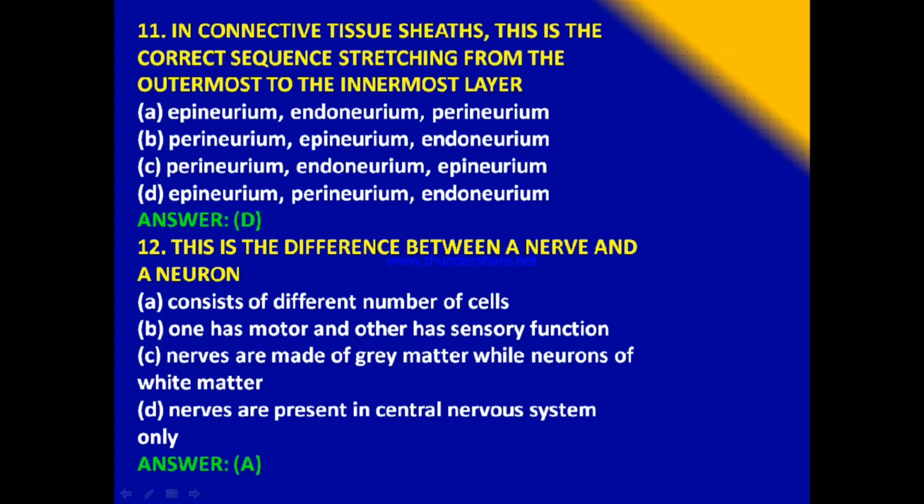Okay. So, number 12 question. What is the difference between a nerve and a neuron? Option A, consists of different number of cells. Option B, one has motor and other has sensory functions. Option C, nerves are made up of grey matter while neurons of white matter. Option D, nerves are present in central nervous system only. So what's the right answer? The right answer is option A. It consists of different number of cells.